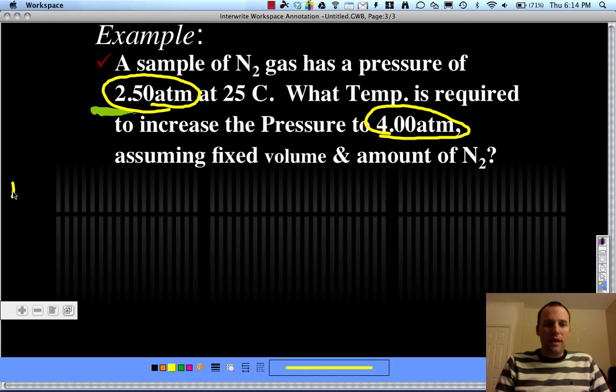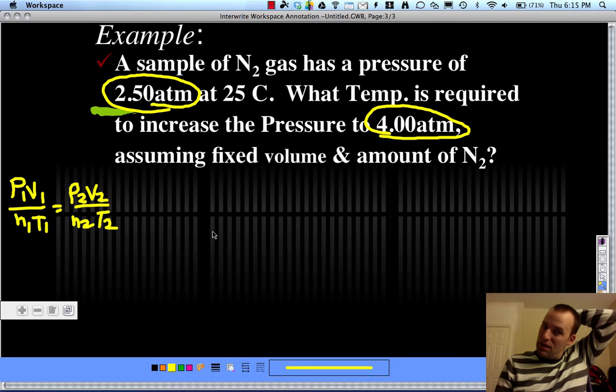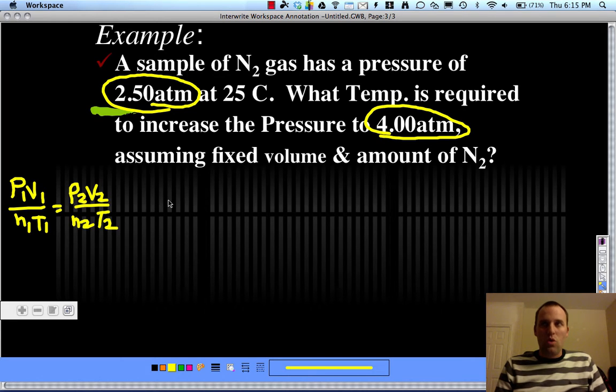So that tells you that you have to use the before and after formula: P1V1 over N1T1 equals P2V2 over N2T2. If we didn't have 2, then you would just use PV = nRT. Now the beauty of the combined gas law is if anything is ever fixed, or if anything isn't mentioned at all, then you get to just cross it out.